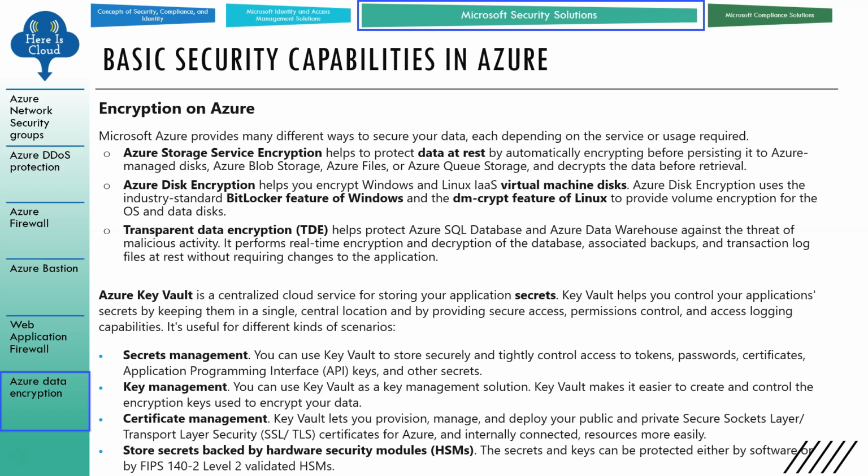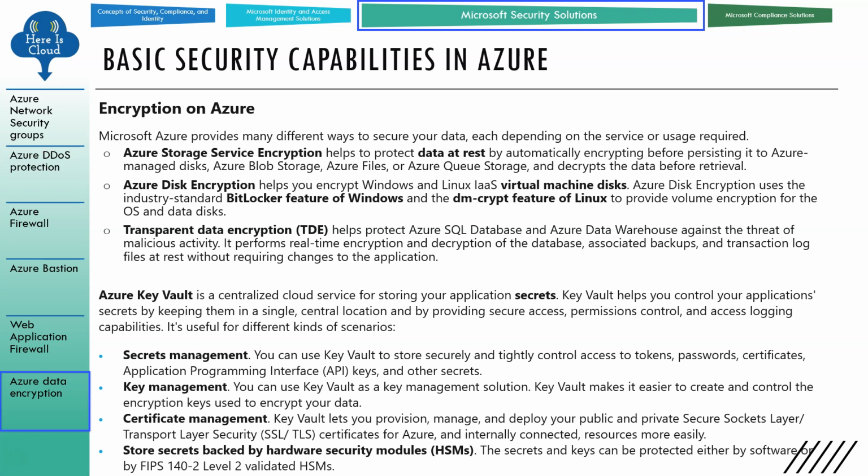There are many different ways to secure your data depending on the services and user requirements. So we have Azure Storage Service Encryption, which helps to protect data at rest by automatically encrypting before persisting it to Azure Managed Disks, Blob Storage, Files, Queue Storage, etc. And it decrypts the data before retrieval. That is data at rest. The second is Azure Disk Encryption, which helps to encrypt the virtual machine disk using the industry standard BitLocker feature of Windows and DM-Crypt feature of Linux.